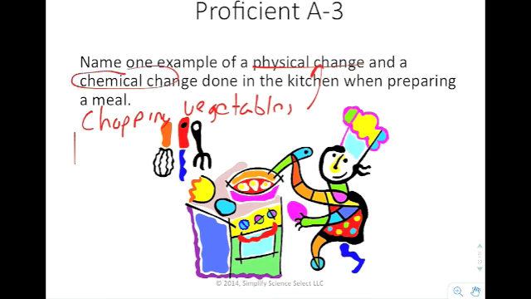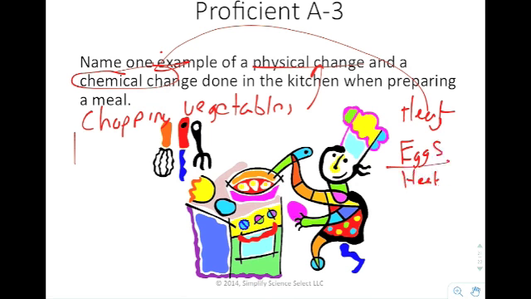Chemical changes are a little bit trickier, especially in the kitchen, because whenever you heat things up, it tends to form a chemical change. For example, if you take eggs and then you heat them, the bonds actually break and they change the consistency of the eggs. Eggs are one of those weird things that actually become solid whenever you heat them. It's very different from most things. Most things, like ice on a pan, become liquid. But eggs are a little bit different, and that indicates that there's a chemical change.